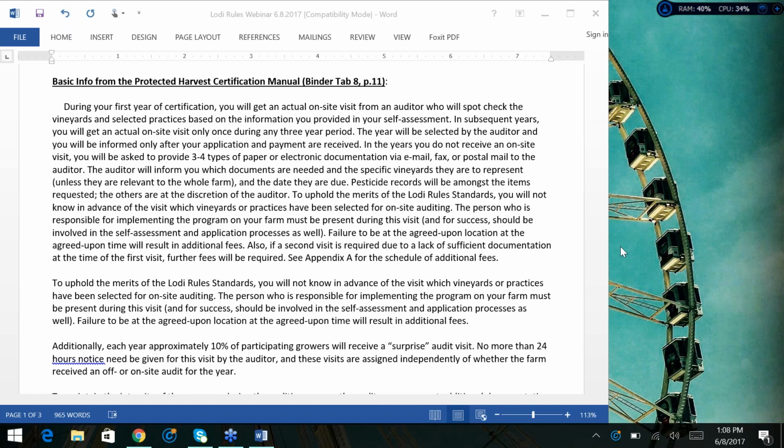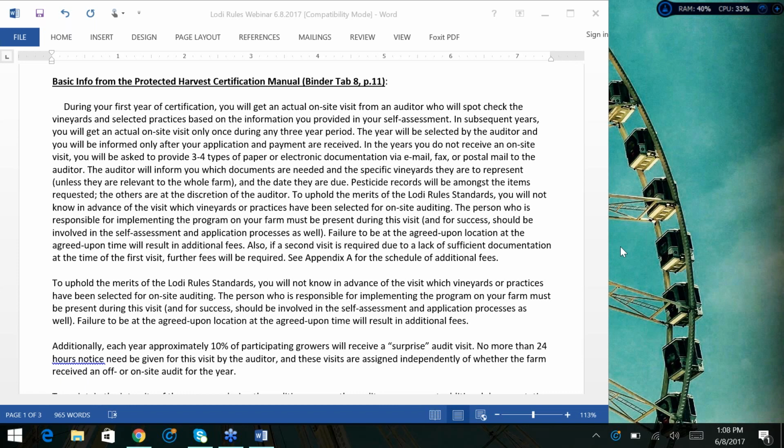Please, ladies and gentlemen, this is important. If the person who filled out the self-assessment is not present, it really is a painful process for both parties. So please be there. Failure to be at the agreed-upon location at the agreed-upon time will result in additional fees.